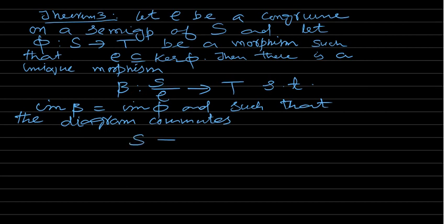We have S, we have T here, and we have morphism phi between S and T, and we have here S over rho. Rho is a congruence, and this is the rho natural map, and there is a unique beta, this thing, from S over rho to T, such that image of beta is equal to image of phi. And this diagram commutes means that the composition rho natural beta is equal to phi.